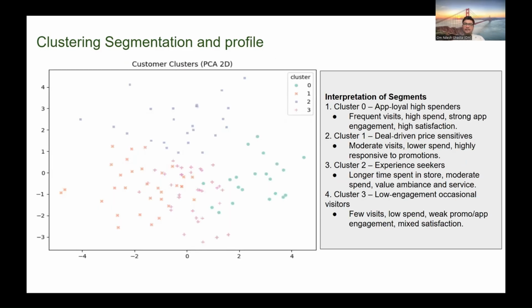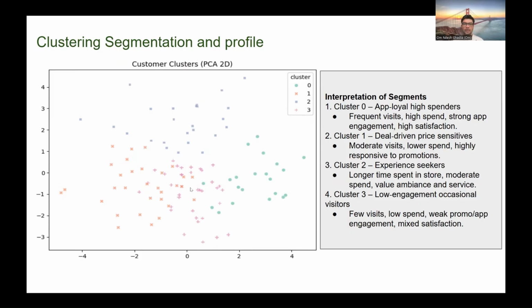So on the left, we can see the cluster plot of the customers. The customers were divided into 4 clusters, named 0, 1, 2, 3, in different colors and shapes. As we can see, the ones in green, named cluster 0, are generally the loyal customers and they are high spenders.